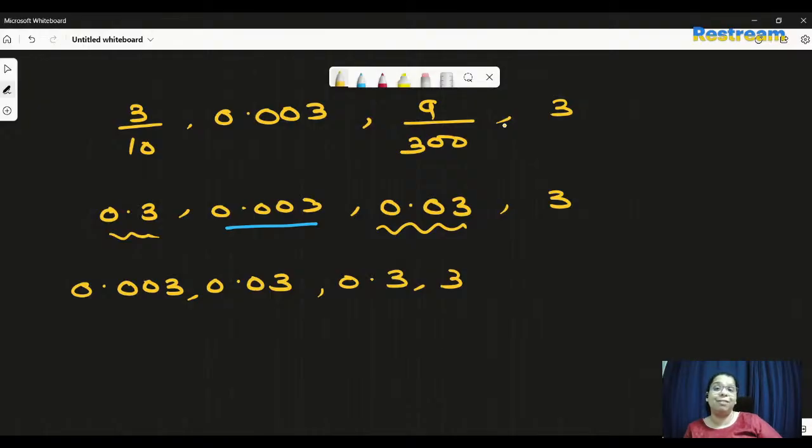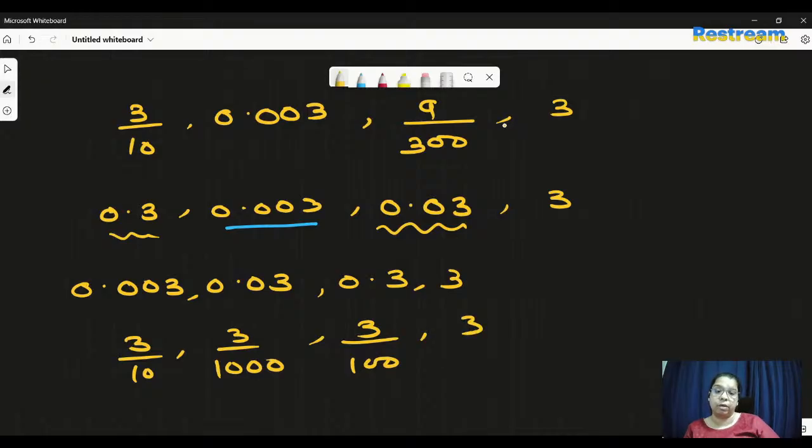Okay, if this was all in fractions, it would look like this: 3 over 10, comma 3 over 1000, comma 3 over 100, comma 3. Now all of them have the same numerator but different denominator. So if you have a very good understanding of fractions, then you can do this in fractions. It's very easy to do this in fractions if you have a very good understanding of fractions. Like bigger the denominator, smaller the fraction. So we are going to take this one first. 3 over 1000, then 3 over 100, then 3 by 10, and then 3.